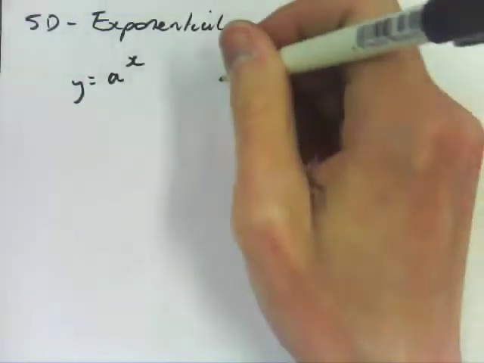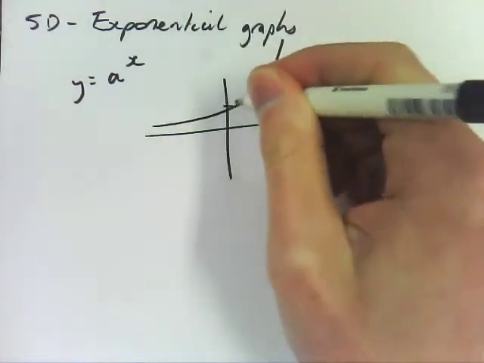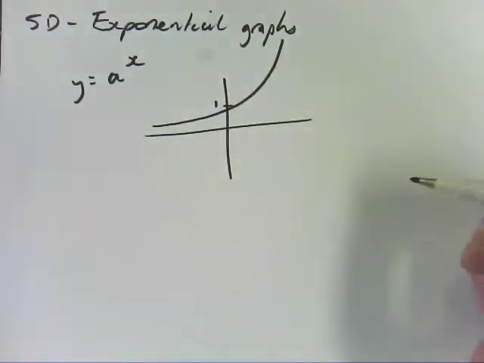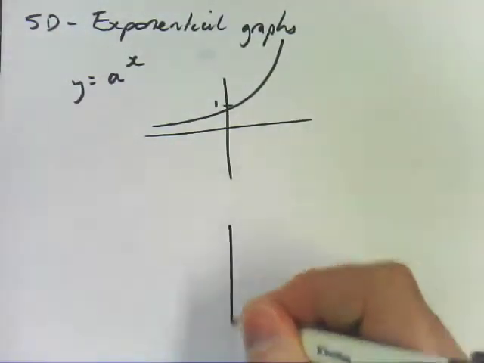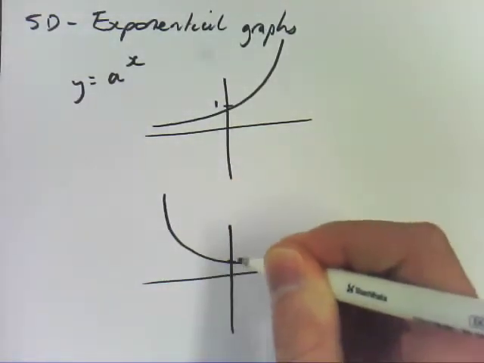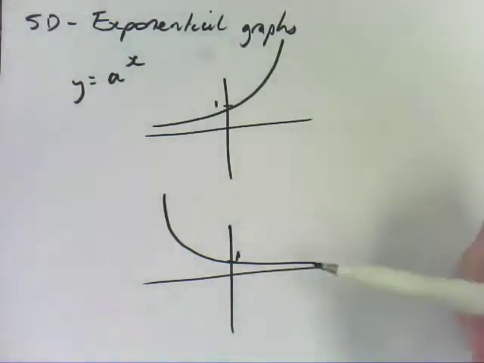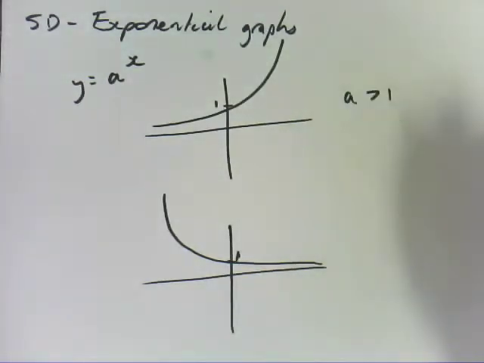Alright, so you've got your base shape going through 1, okay, or you can have a base shape coming down, going through 1. So there's your two basic ones. This is if a is greater than 1. Okay. And this is if a is between 0 and 1.